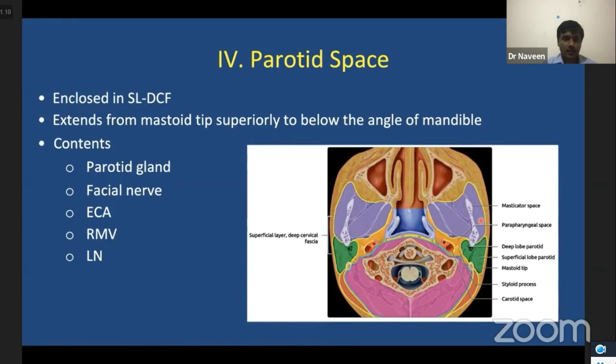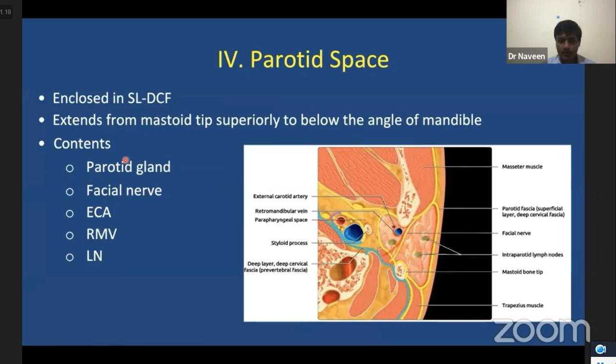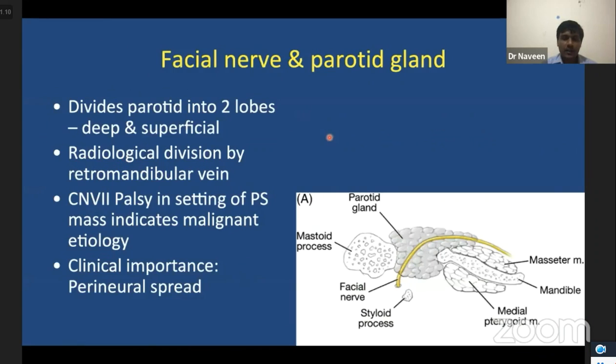Next, coming to the parotid space, it is enclosed by the superficial layer of the deep cervical fascia. It extends from the mastoid tip superiorly to the angle of the mandible inferiorly. Its contents are the parotid gland, facial nerve, external carotid artery, retromandibular vein, and lymph nodes. The facial nerve divides the parotid gland into superficial lobe and deep lobe. However, radiologically, it's very difficult to see the facial nerve. Only in a few patients can the facial nerve be seen on coronal T1. So, radiologically, we consider the retromandibular vein to divide the parotid into superficial and deep lobes.